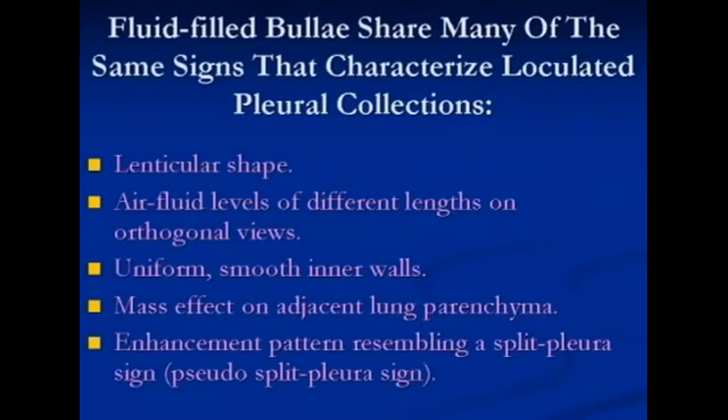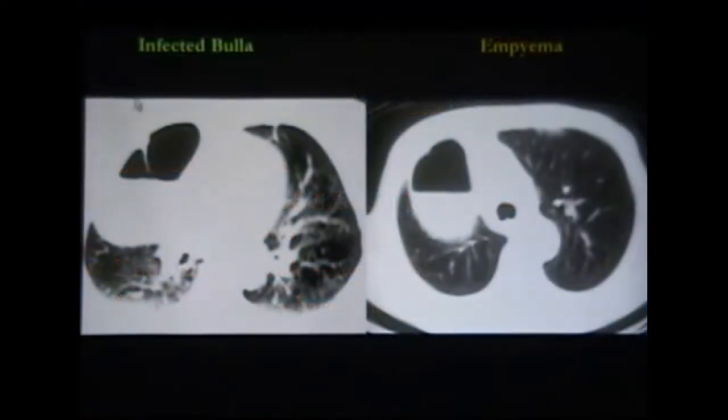They are lenticular in shape, or have air fluid levels at differential lengths. They have smooth, uniform inner walls, and they push the lung. And they may have a pseudo-split pleural sign. So they're very similar. To drive that point home, here's the case I just showed you with a little septation. Here's another patient with an empyema that we know. Frankly, they look almost the same.